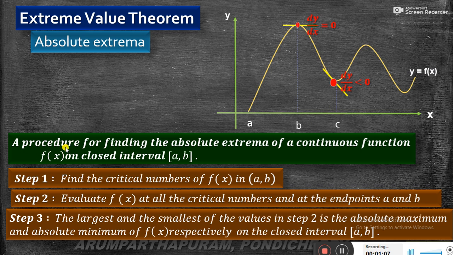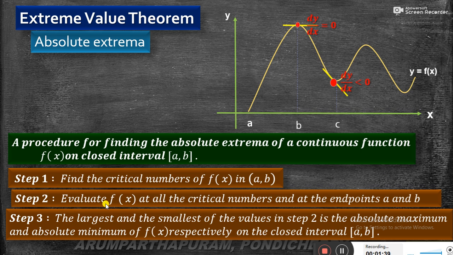You see, a procedure for finding the absolute extrema of a continuous function f of x on a closed interval a comma b. Now we see the procedure. Step 1, find the critical numbers of f of x in a comma b. So first we find the critical numbers. Next, evaluate f of x at all critical numbers and at the end points a and b.